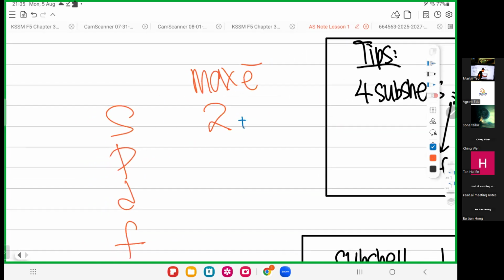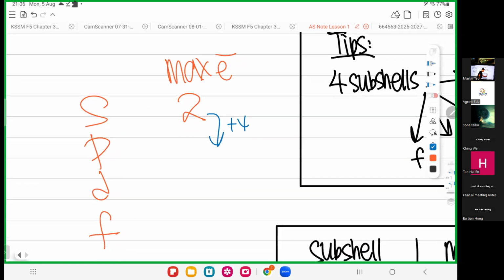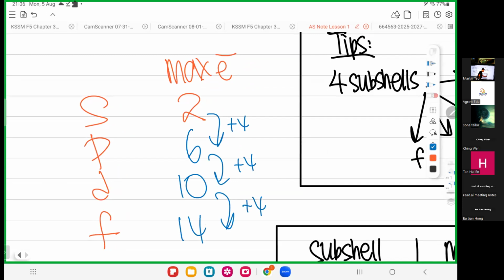So here you plus 4. When you plus 4, P can put 6 electrons. You continue to plus 4, you can put 10 electrons on the D. You continue to plus 4, you can put 14 on the F. So SPDF, they have different sizes.